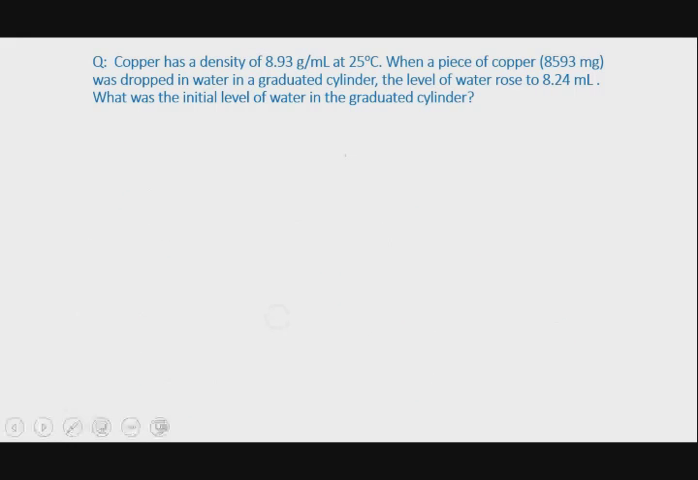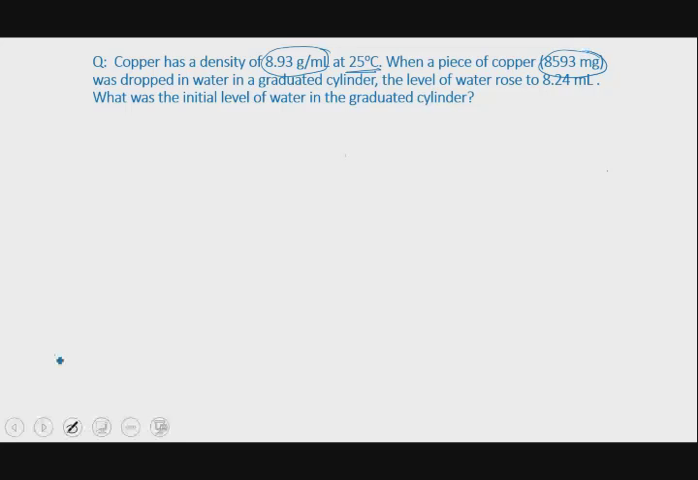Okay, let's read the next problem. Copper has a density, so we know the density of copper. They have specified the temperature at which the density of copper is 8.93 grams per ml because density is a function of temperature. It changes if you change the temperature. When a piece of copper whose mass is given was dropped in water in a graduated cylinder, the level of the water rose to 8.24 ml. What was the initial level of water in the graduated cylinder?